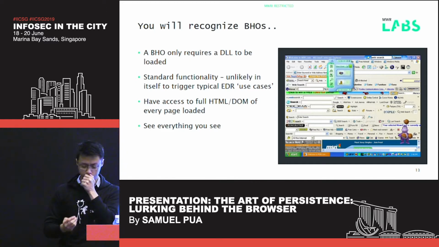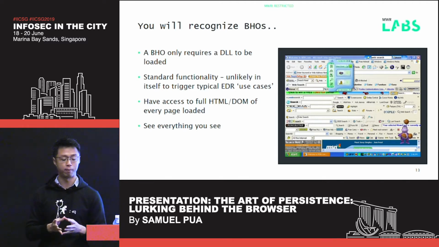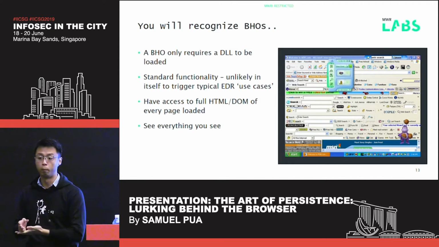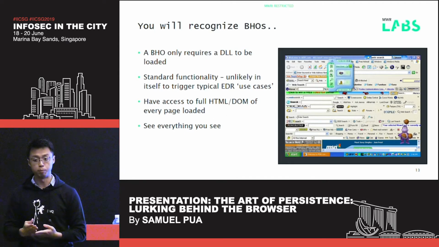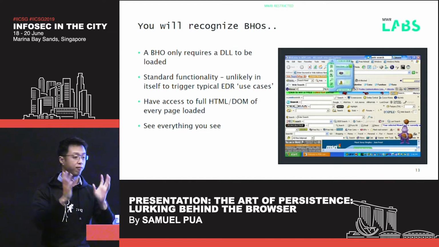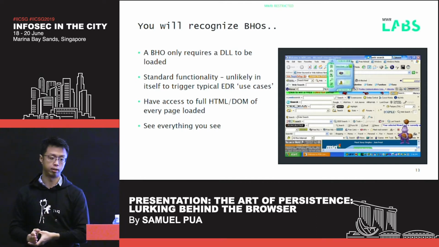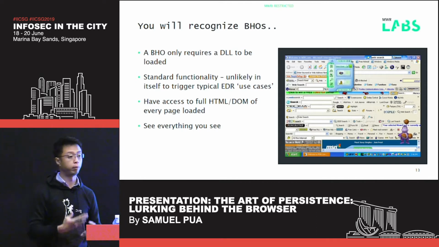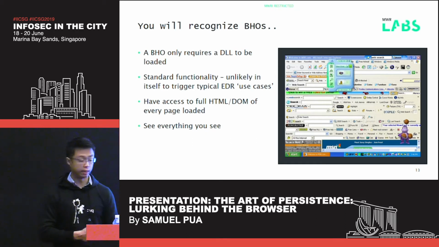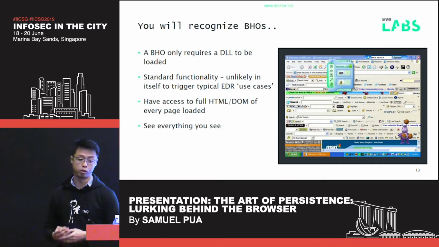It also has full access to the HTML. So it has access to the full HTML as well as the DOM of the page that you are visiting. This means that if you are surfing any web app, for example, you'll be able to see everything there. And if you are visiting any web app that contains secrets that we want to obtain, we'll be able to easily exfiltrate them as well through Internet Explorer. Essentially, it sees everything you see. So from here, we know this is what we need.